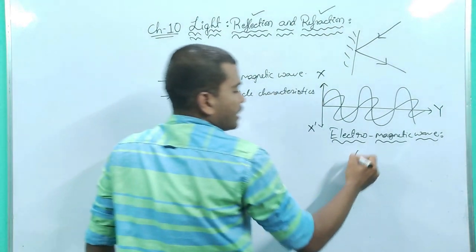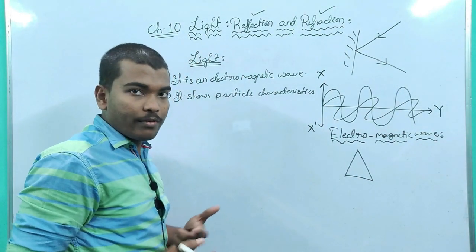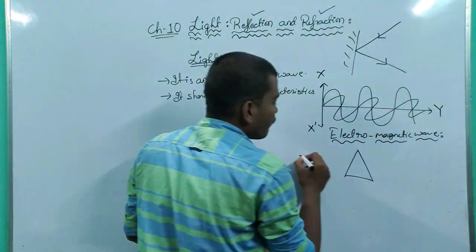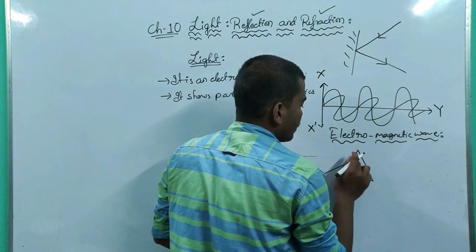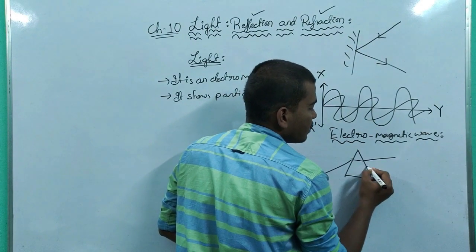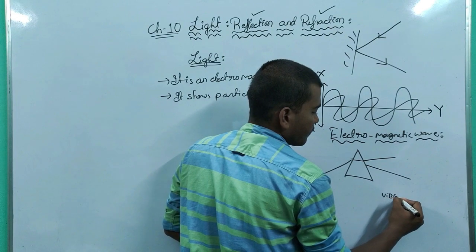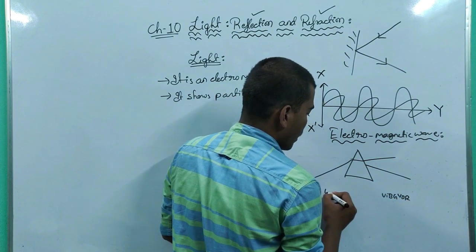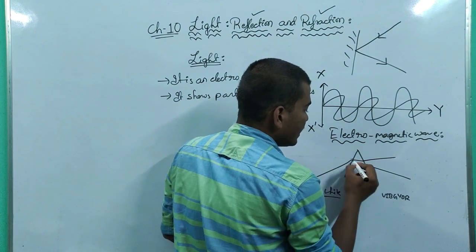Then you will ask me about wave characteristics naturally. Suppose this is a rectangular prism. If we make a beam of white light pass through the prism, it is going to give us a spectrum of 7 colors, right? Like VIBGYOR we are going to get. This is white light.